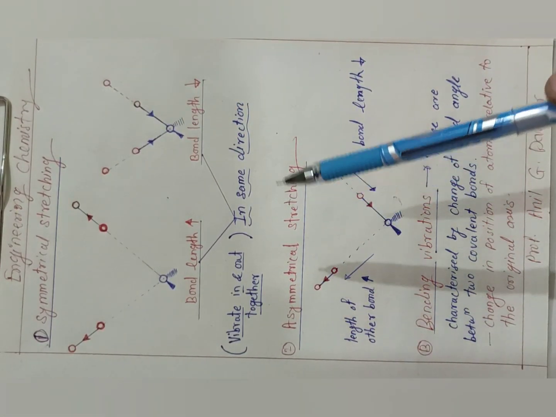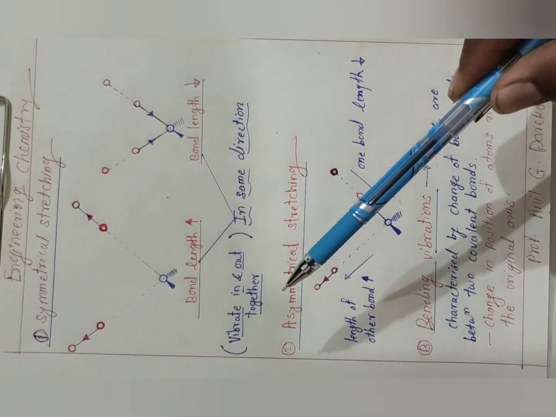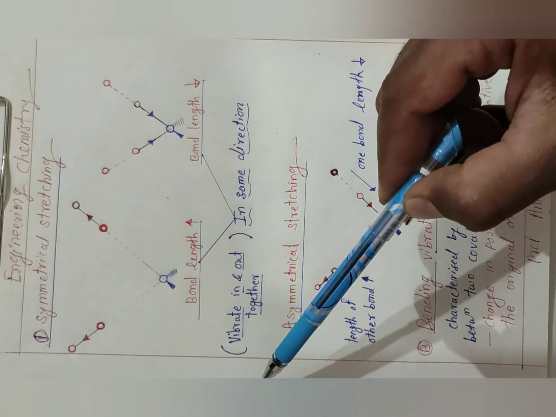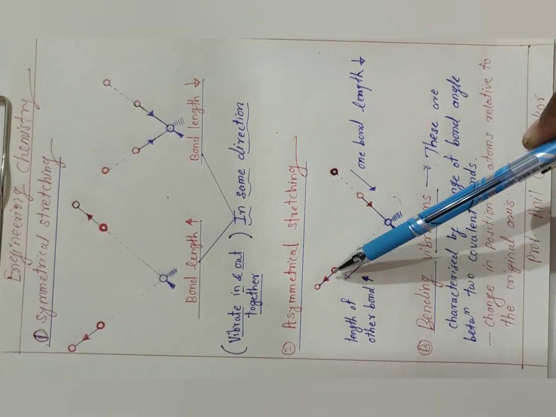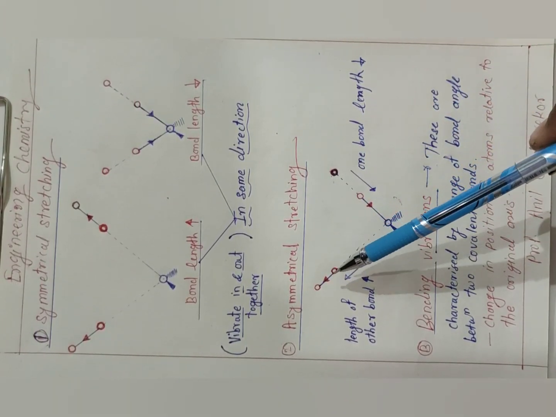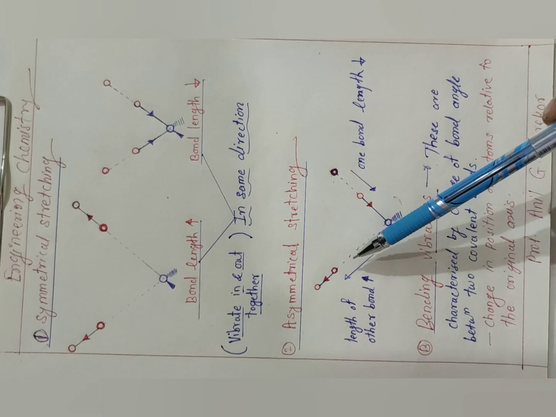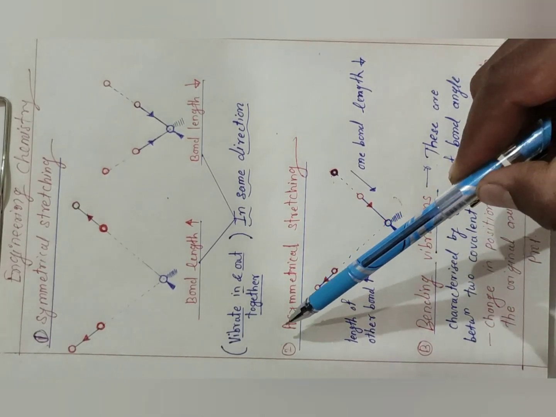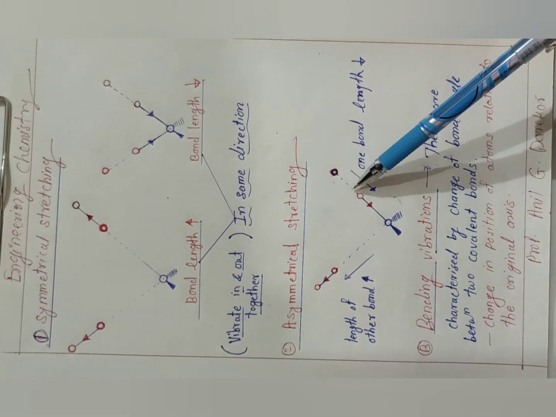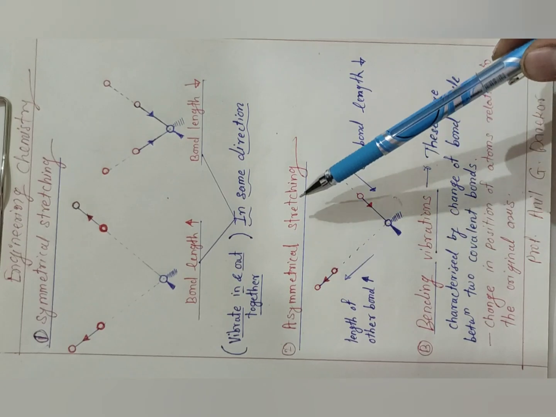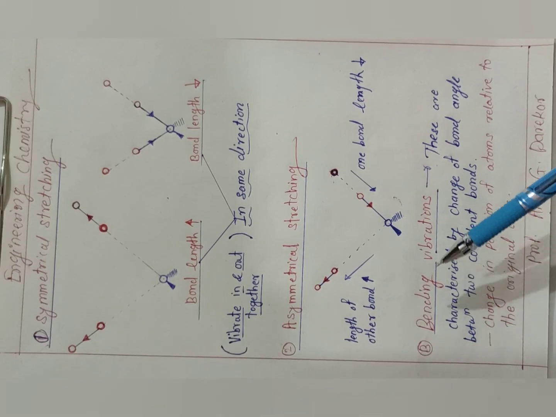Now second one, asymmetrical stretching. In asymmetrical stretching, the length of one bond increases while the length of the other bond decreases. See, these are the original positions of atoms. The length of one bond increases and the length of the second bond decreases, means one stretches and the second contracts. This is called asymmetrical stretching. Now the second type of vibration we are going to see is bending vibrations.